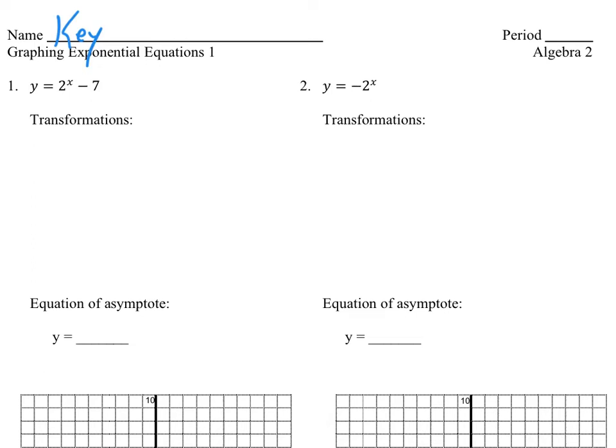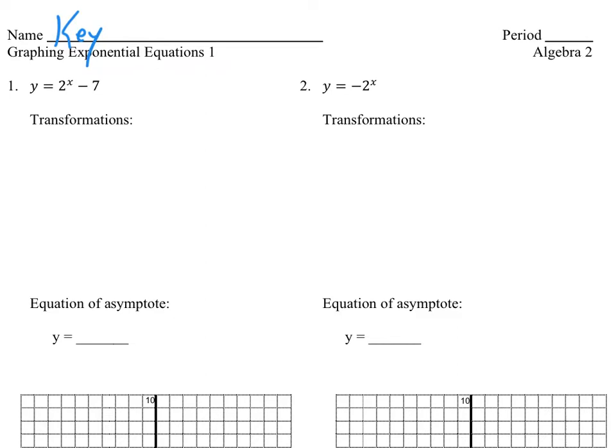When we start this first problem, we need to figure out what the transformations are first. So you notice that our parent function here is to the power of x. So everything that's not in there is going to be a transformation. So the minus 7 is our only transformation in this case.